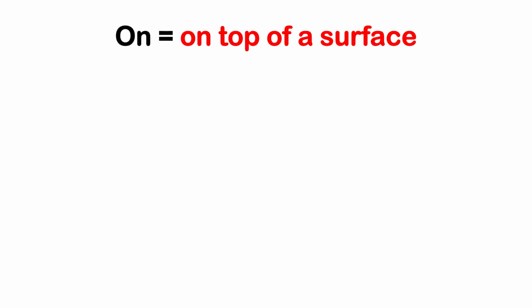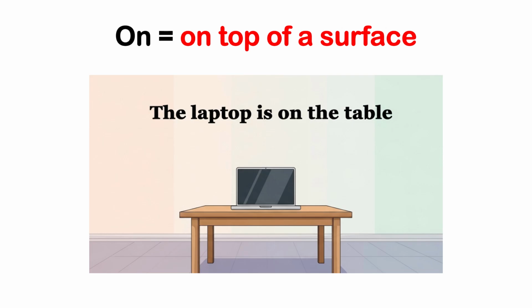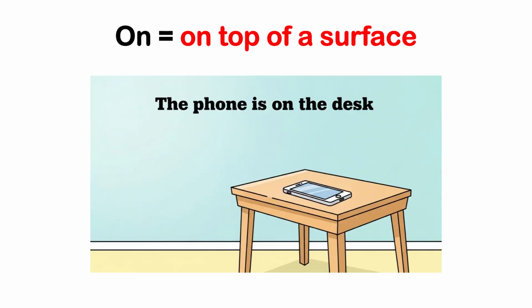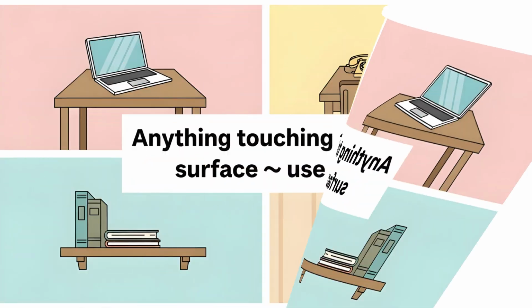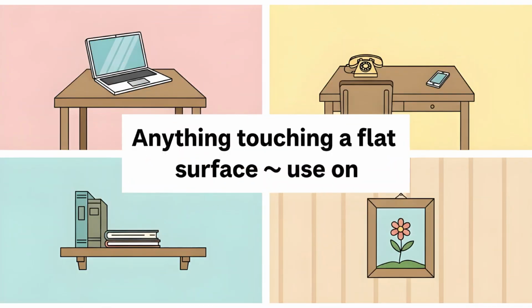On. We use on when something is on top of a surface and touching it. Examples: the laptop is on the table. The phone is on the desk. The picture is on the wall. Anything touching a flat surface, use on.